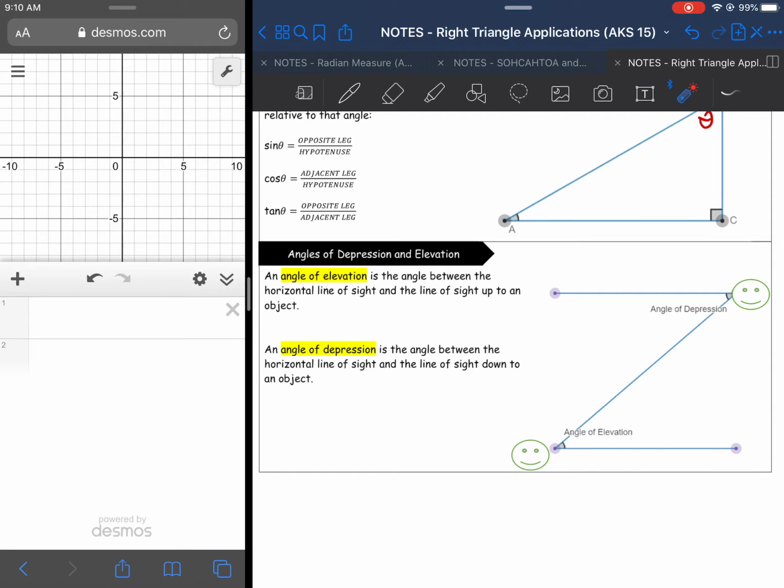An angle of depression is the angle between the horizontal line of sight and the line of sight down to an object. So let's say that this person is looking down to this person. Then this angle would be the angle of depression. And also note that in this case, the angle of depression and the angle of elevation are equal to each other due to alternate interior angles, since these two lines would end up being parallel to each other. But let's go ahead and try some problems.